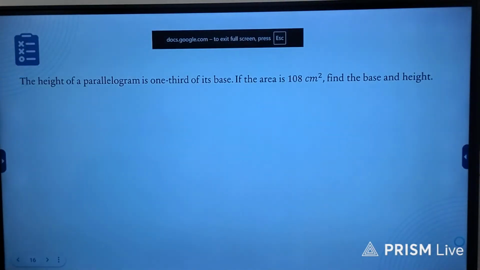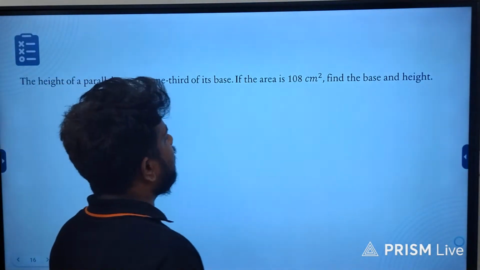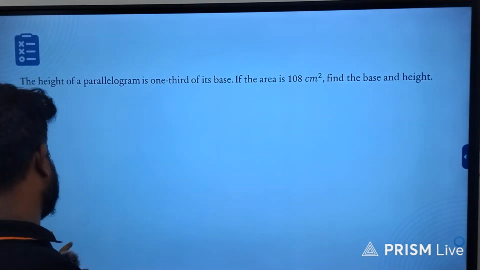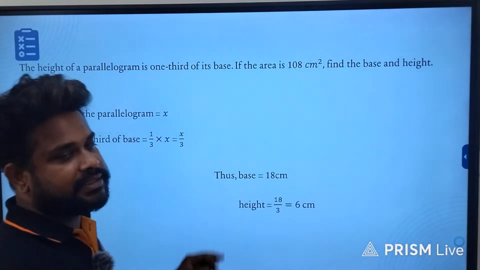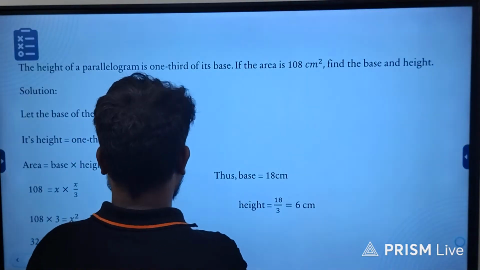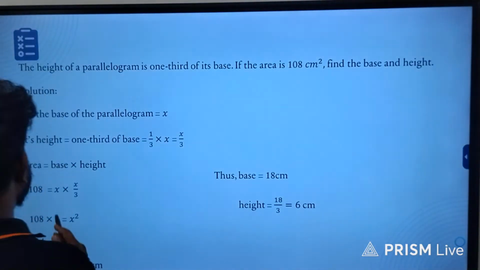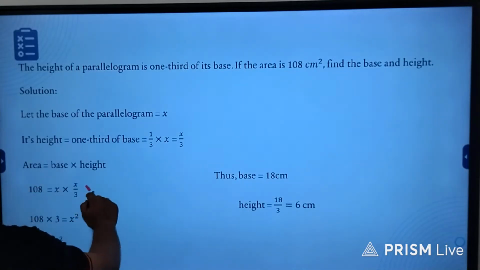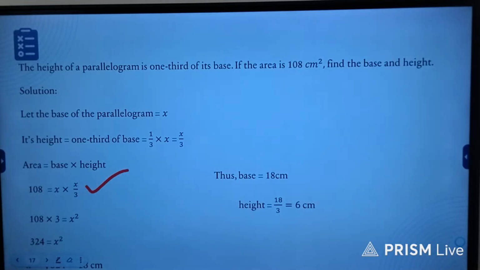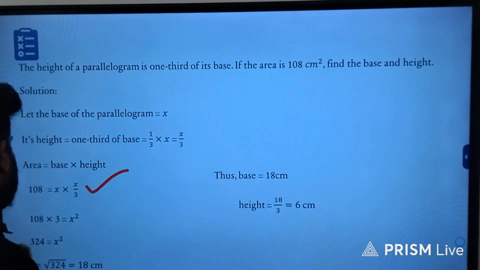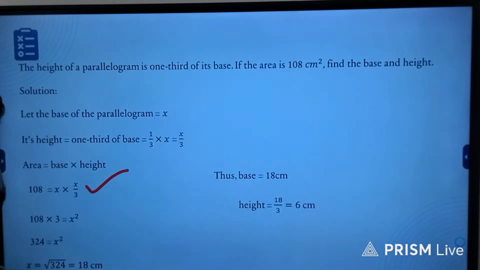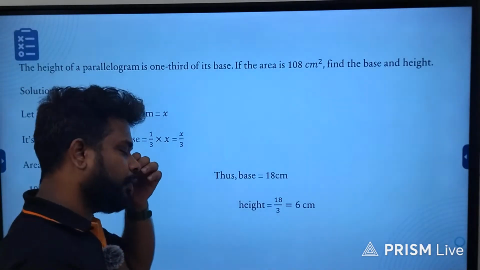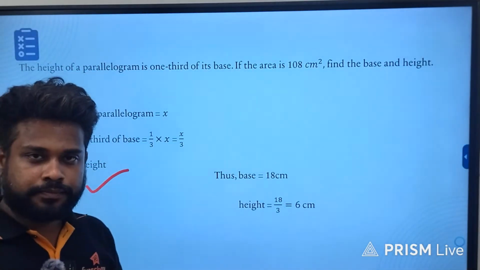The height of a parallelogram is 1/3 of its base. If the area is 108 centimeter square, then find the height and base. So take x as the height and 1/3 of x will be the base. So x into x by 3 will be x square by 3, and x will be the root over 324. So 18 will be the value of x, and from that we will get the base and the height.